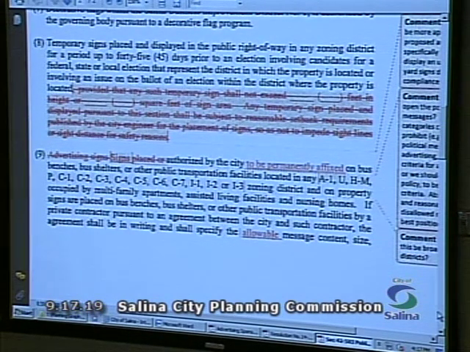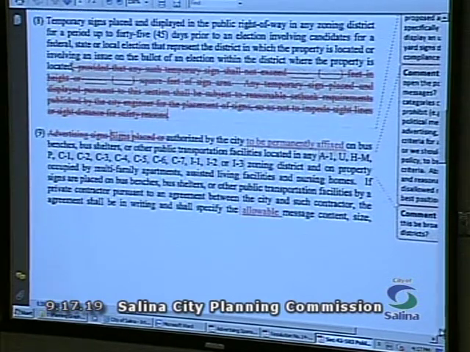So the two options for wording on number 9 there would be to allow signs to be placed on bus benches or shelters in any zoning district, or the other option would be to limit it primarily to our commercial and industrial districts. But as we understand, there are currently 15 bus benches in the city that have advertising signs on them, and staff would like to have an opportunity to inventory those so that we could report back to you whether any of those that exist already are within residential areas.